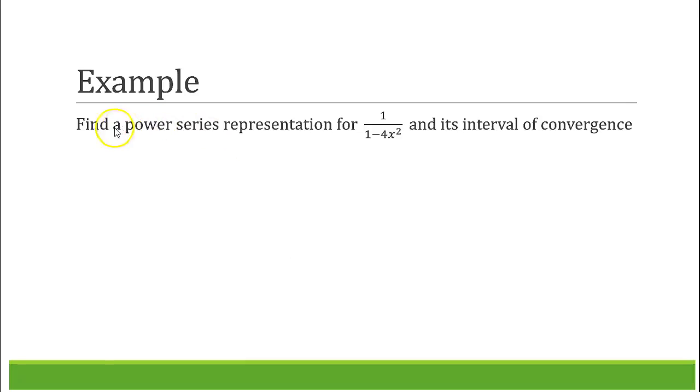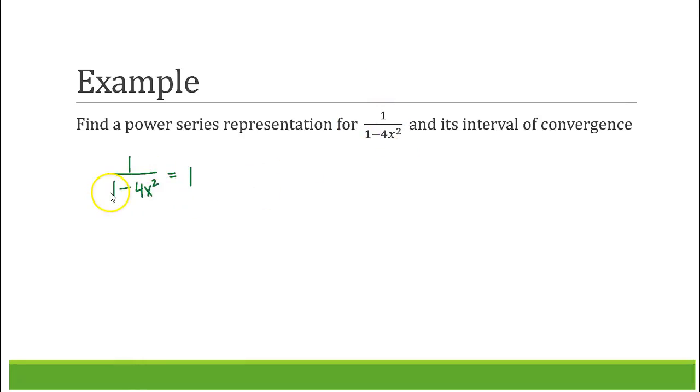In this example, we have to find a power series representation for 1 over 1 minus 4x squared and its interval of convergence. This one is actually pretty straightforward because we are just finding a power series representation for something that already looks geometric, that a over 1 minus r look. So here we just have to recognize what a and r are. My a value is 1, so my expansion will start with 1, and then to get from one term to the next, my common ratio is 4x squared.